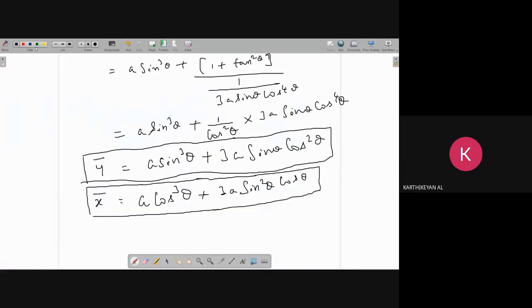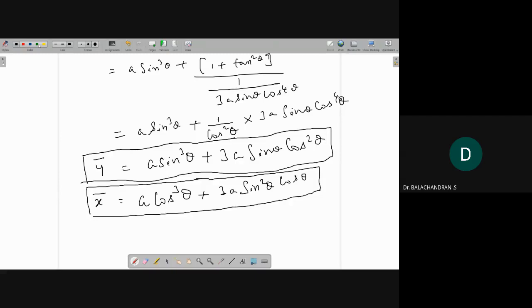Sir, that y bar is minus 3a sine theta cos, because y double dash is plus. Y double dash is 1 by 3a sine theta into cos power 4 theta. Yes, okay, no problem.